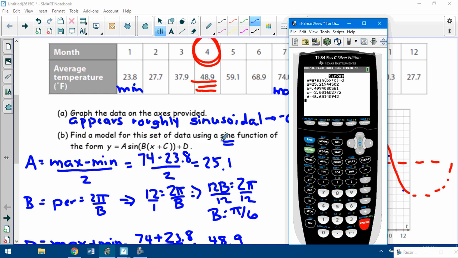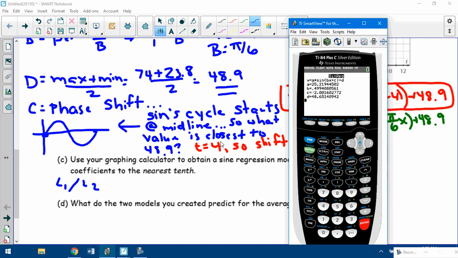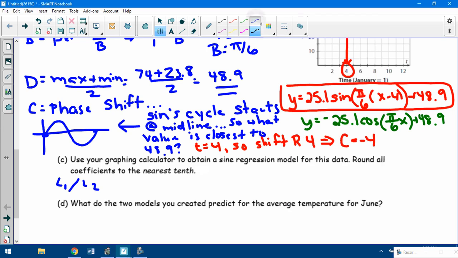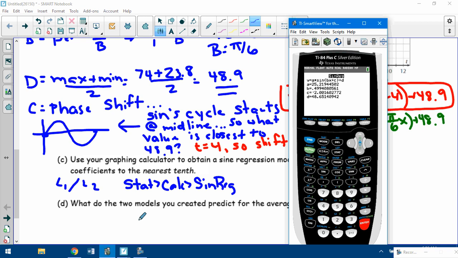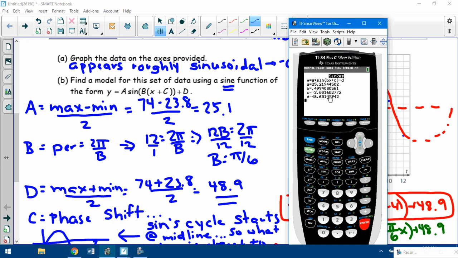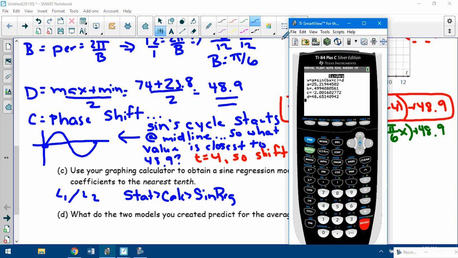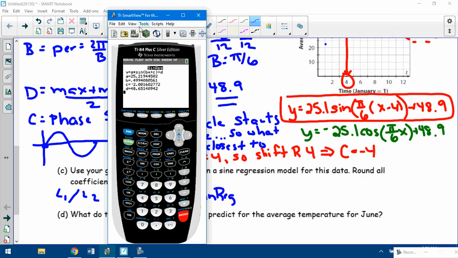There we have it. Okay, so I went to Stat, Calc, sine regression. And my equation, they tell us up here, now look, it's written slightly different in that B isn't factored out. It's bx plus c. Here the b has an extra set of parentheses. So your numbers are going to look a little different, and that's why. But you'll notice a lot of them are the same.